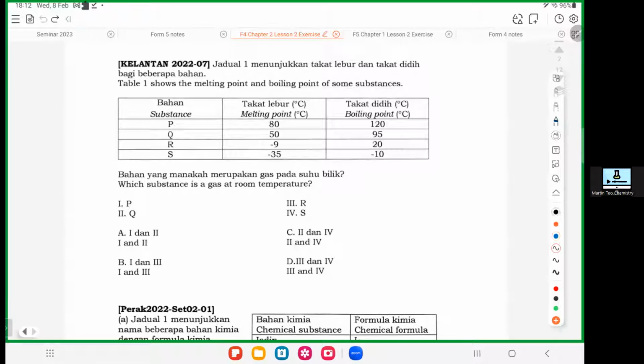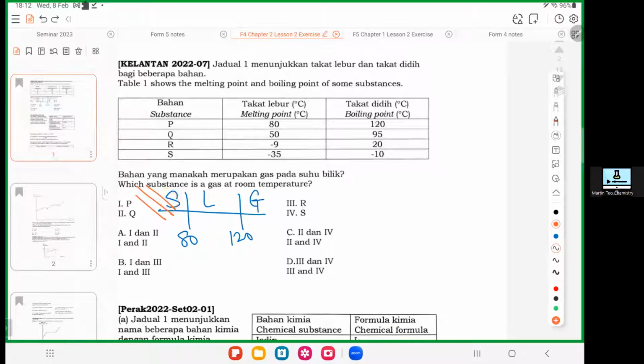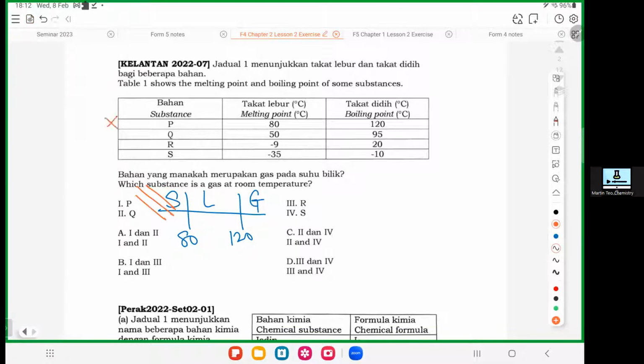So how to do it? You can use the 3-line method. Let's say for substance P. Substance P, 3-line method. This is solid, this is liquid, this is gas. So melting point is 80. Boiling point is 120. Room temperature is 25. So where is 25? 25 is around here, right? 25 is less than 80. So it should be a solid. So P is wrong already. P is a solid. I want a gas. So since P is wrong, answer 1 is out. So A is out, B is out because they have answer 1. So now you shortlist the answer to C and D.